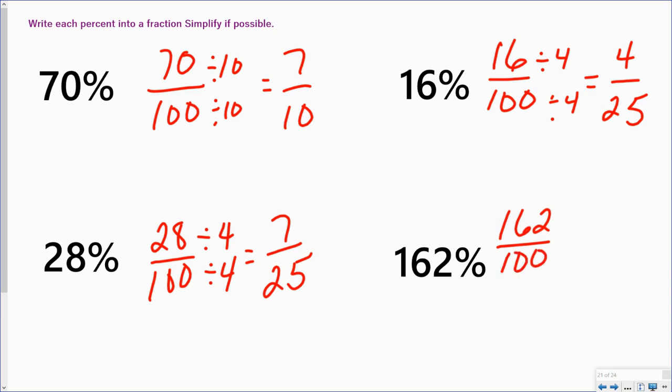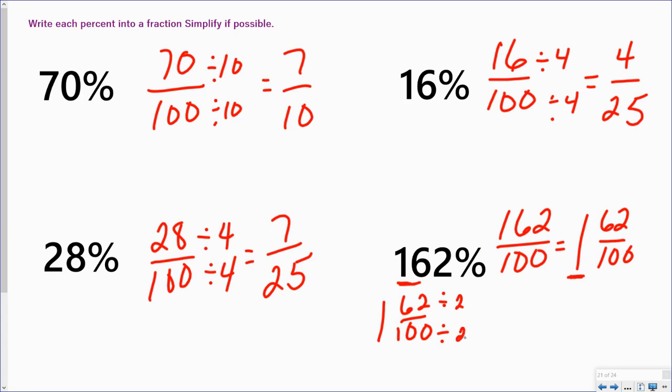But if you notice, that makes an improper fraction. So I want to see how many times 100 can go into 162. Well, it can go in there one time with 62 over 100 left. And I have this one whole amount because I have more than 100 here. Now I can reduce 62 over 100. So if I have 1 and 62 hundredths, I can divide both of those by 2, and that would give me 1 and 31 fiftieths.